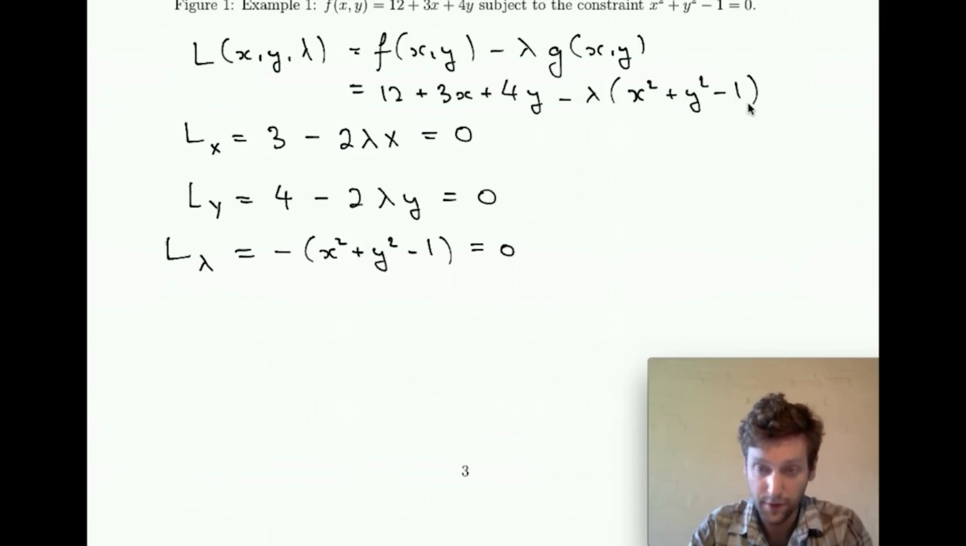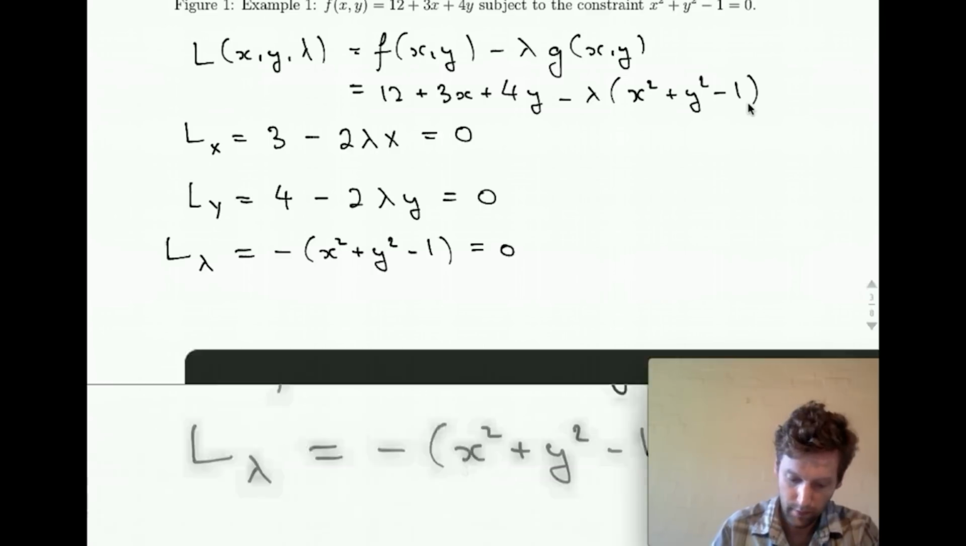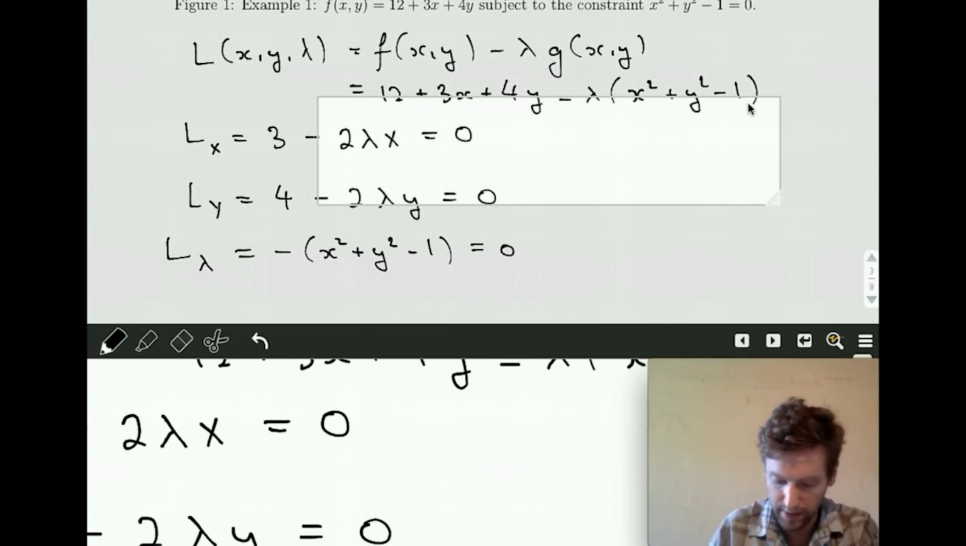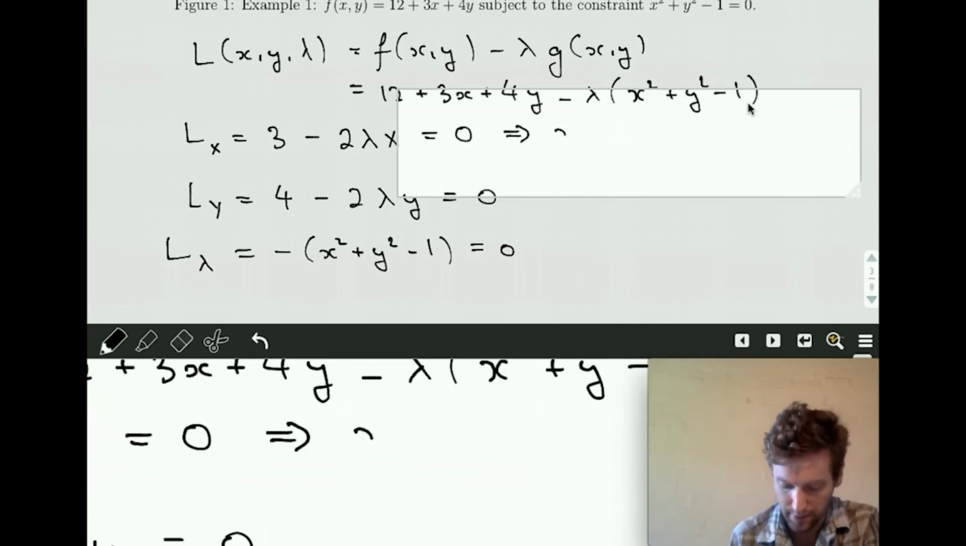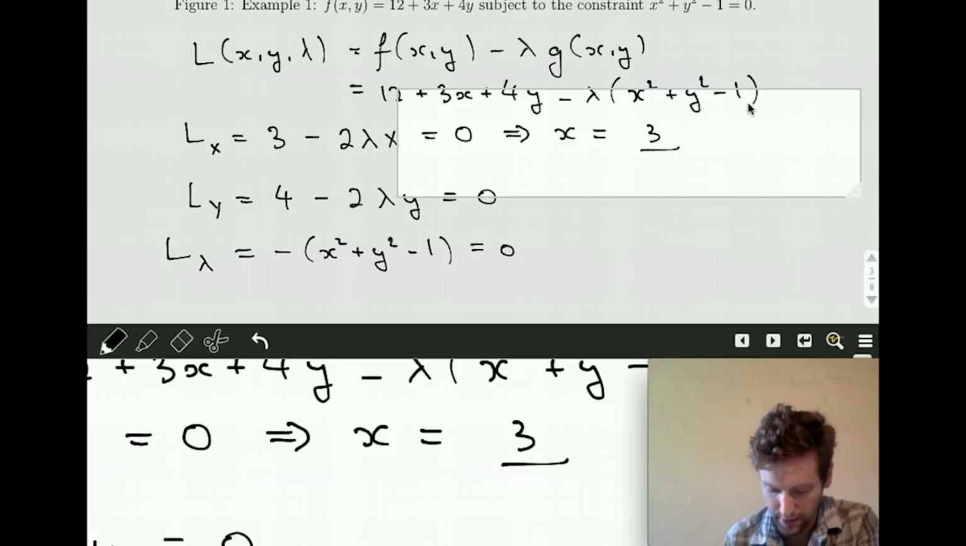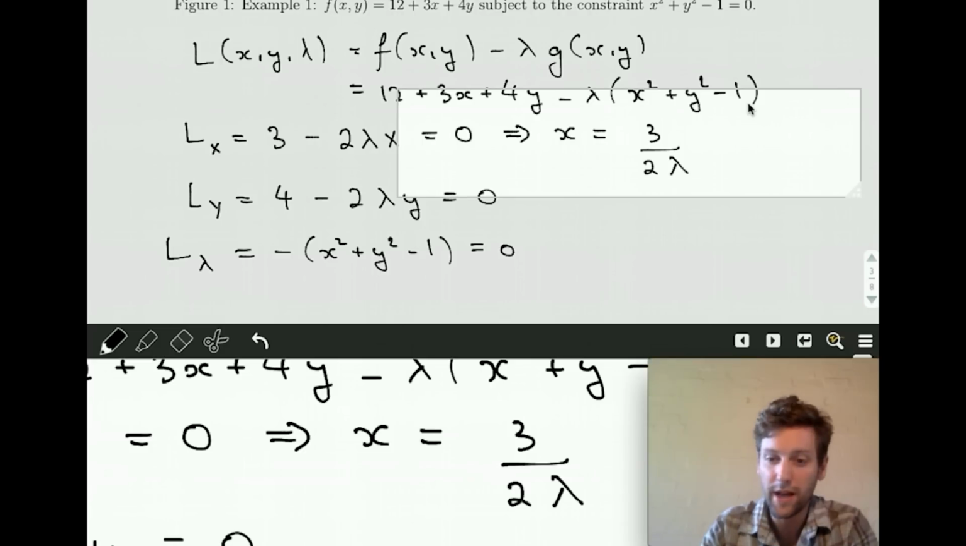We can start off with the first equation, the partial derivative with respect to x, and solve this for x in terms of lambda. X is equal to 3 divided by 2 lambda. Now you might ask yourself, how can I divide by lambda here? Isn't it possible that lambda is equal to 0? And in fact, the answer to that is no. Lambda is not equal to 0. It cannot be equal to 0.